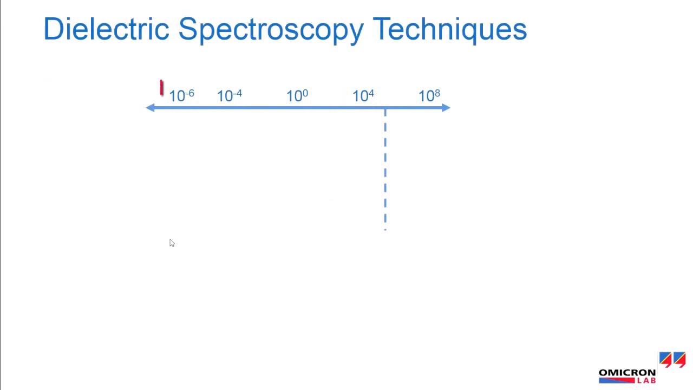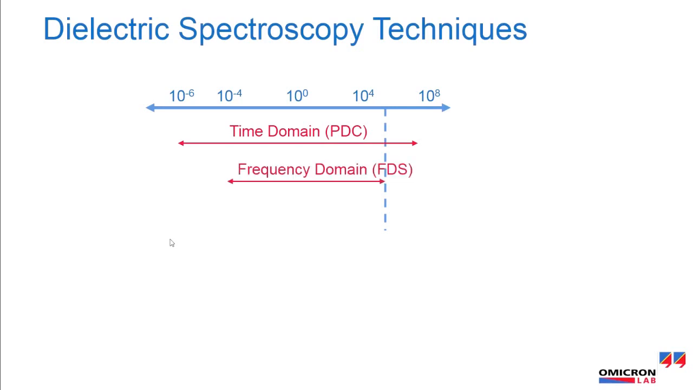For a frequency range from microhertz to gigahertz, the following two measurement techniques can be used: time domain spectroscopy, PDC, and frequency domain spectroscopy, FDS. There are more techniques like, for example, the AC bridges or reflectometer. The measurement technique for a dielectric material analysis depends on the frequency range to measure.